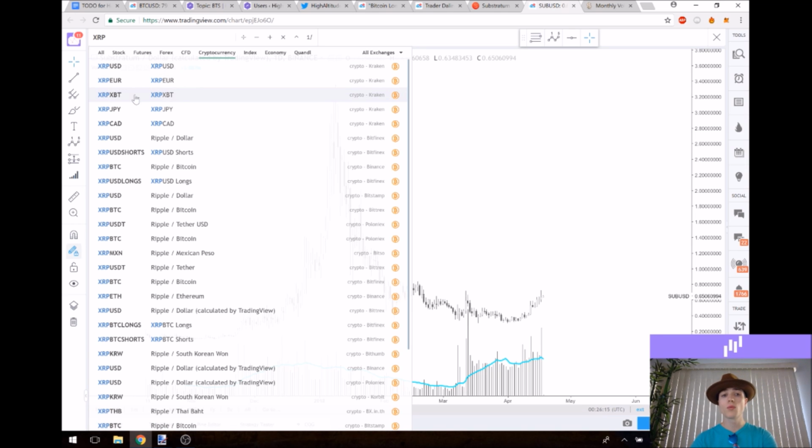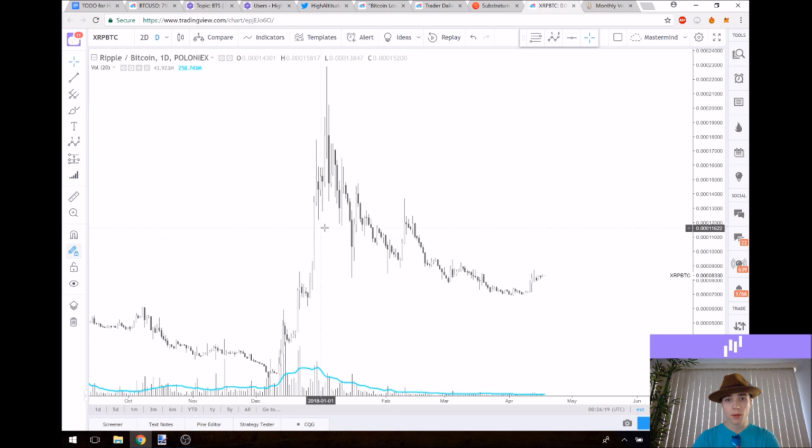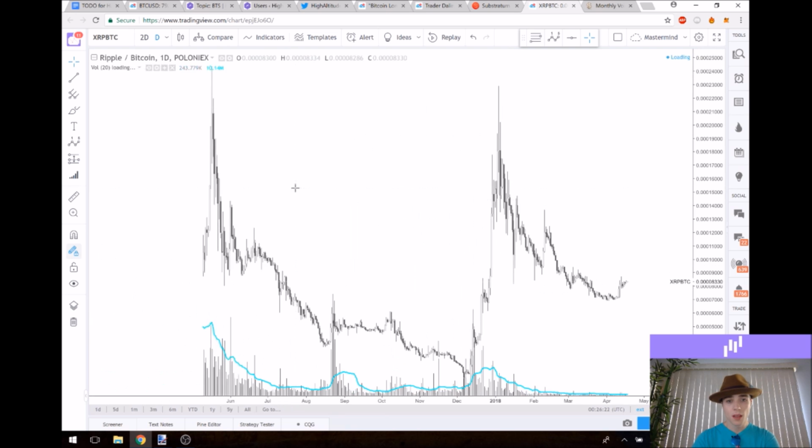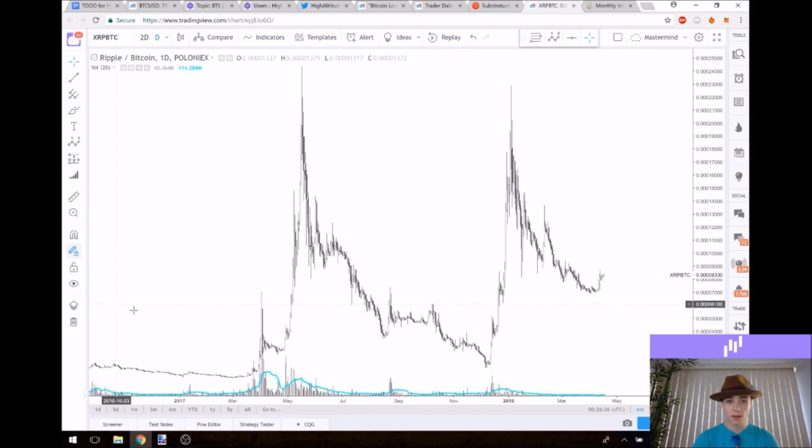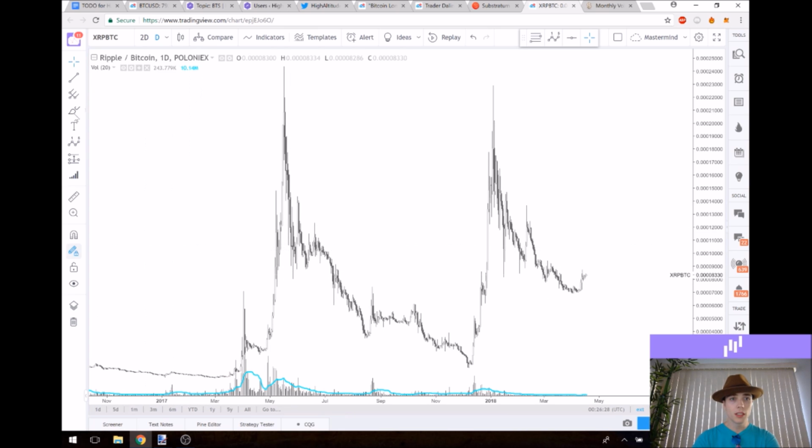I like to use Ripple as an example of this because if we check out the Ripple Poloniex chart, okay, and we come back over here and we look at the way that this has moved over since 2017, you just see this very drastic pump and then a full retracement back down to these low Satoshi levels, and then a drastic pump and then about a 50% retracement in this move.